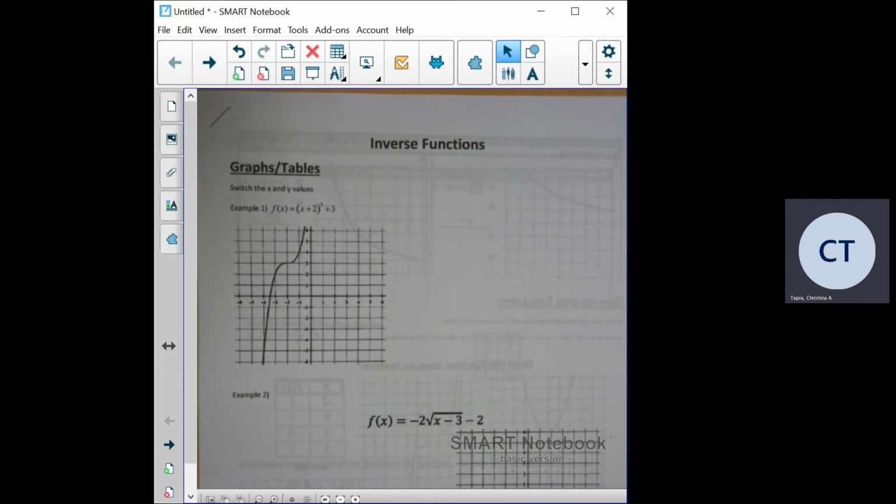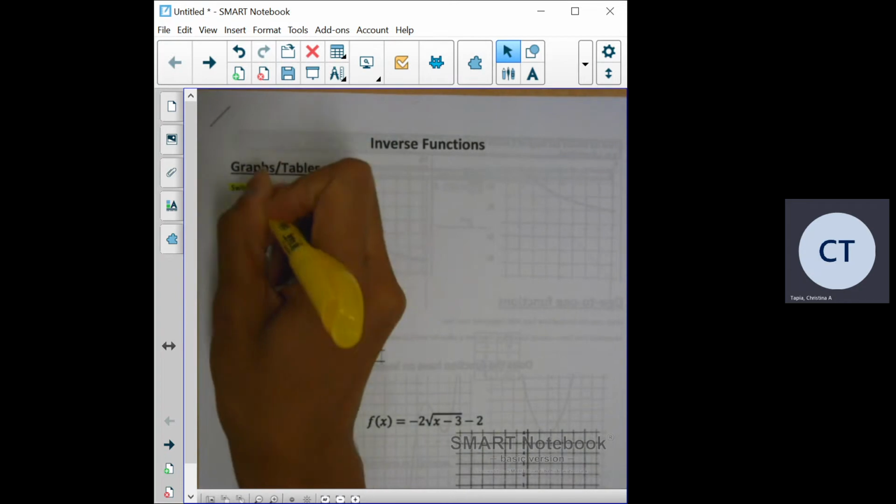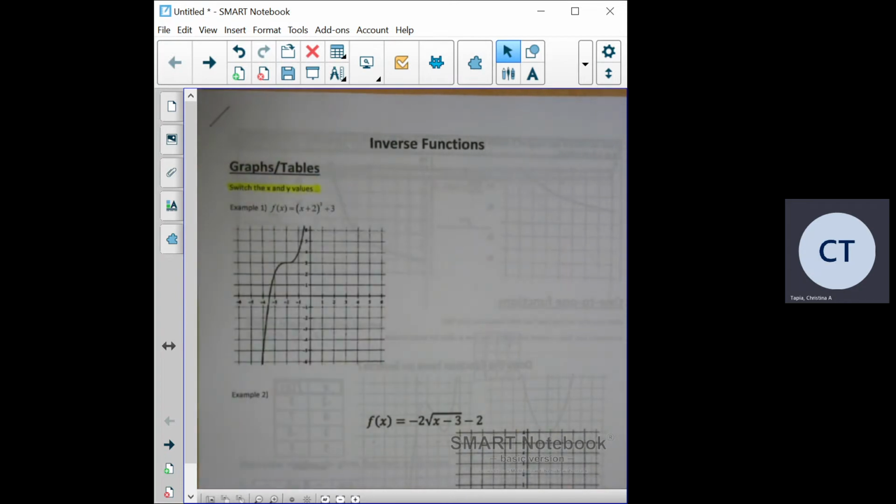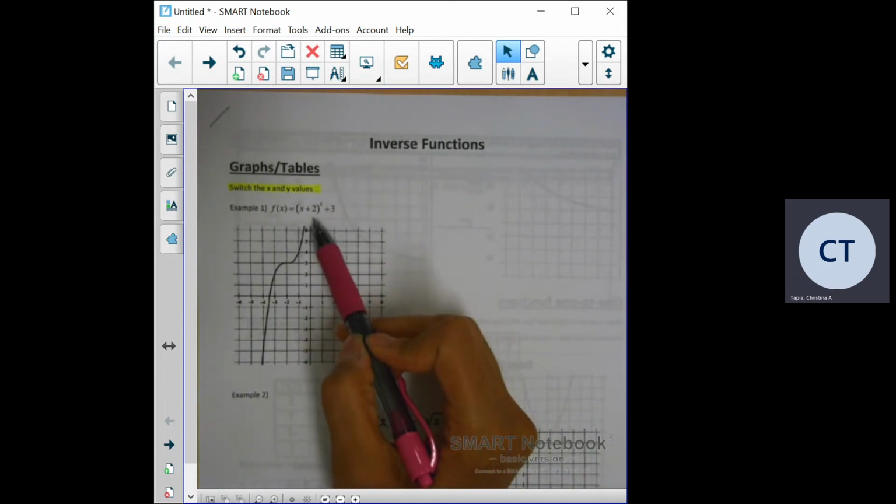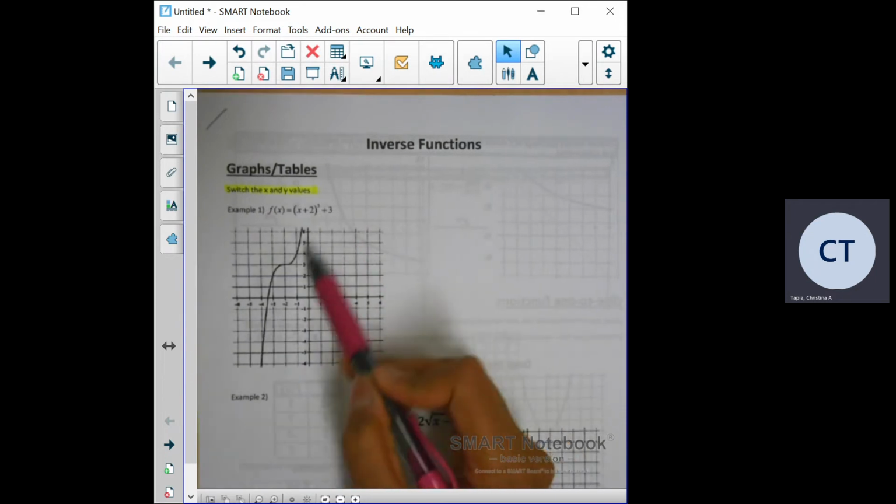So with graphs, I'm going to go through all the different pieces of what you learned in Algebra 2 over inverse functions. The first part was with graphs and tables. With a graph or a table, if you create an x and y chart, what you can do to find the inverse function is switch the x and y values in your table. So for instance, for this graph that I have, it's the equation f of x equals (x plus 2) cubed plus 3. That's this black graph.